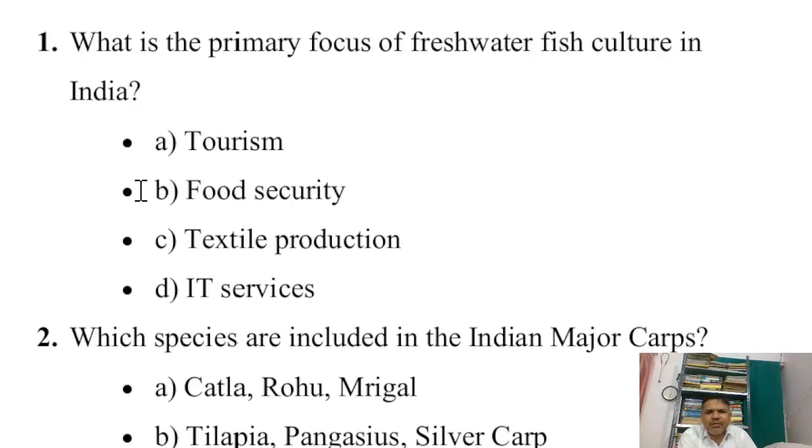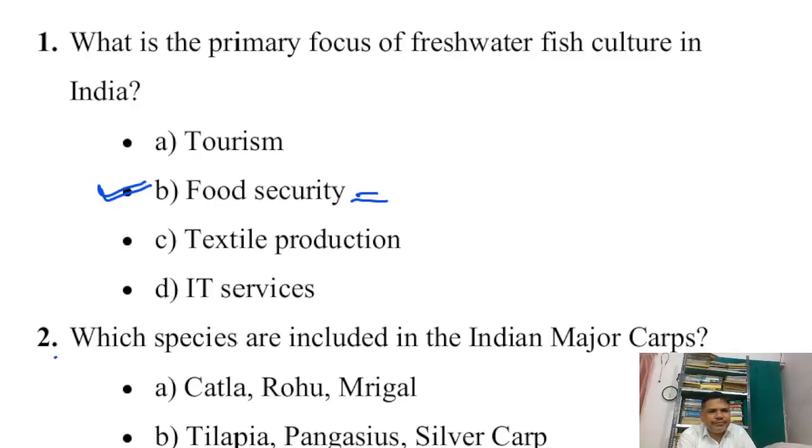The primary focus of freshwater fish culture in India is food security. By increasing the production of fishes, we can provide our people a protein-rich diet because fishes are rich in protein. So it will increase the quality of their food. So the primary focus of fish culture in India is food security. Now the second question.